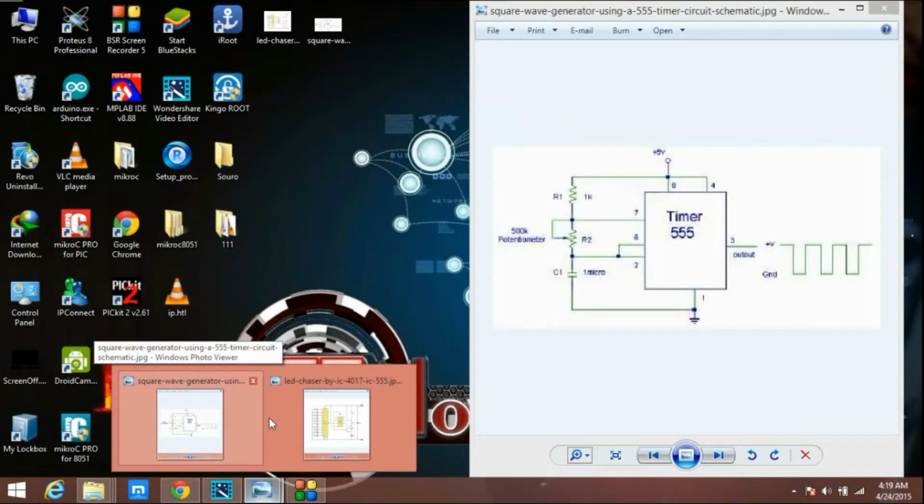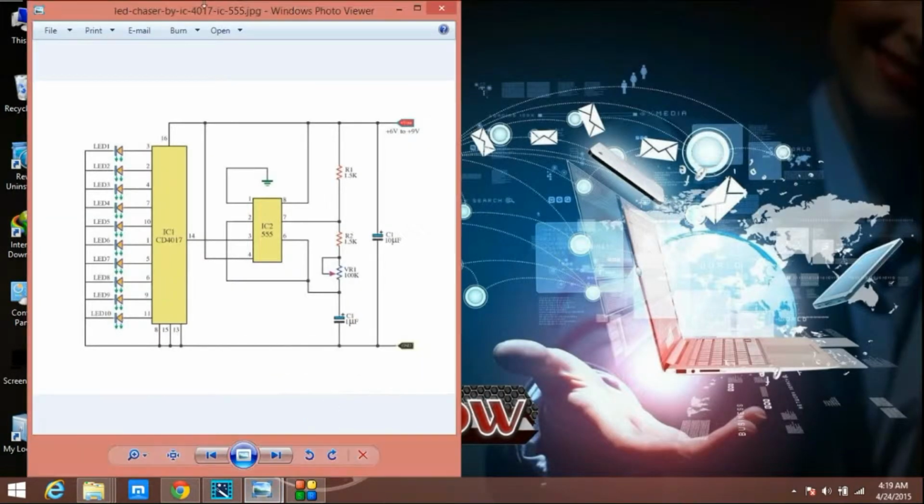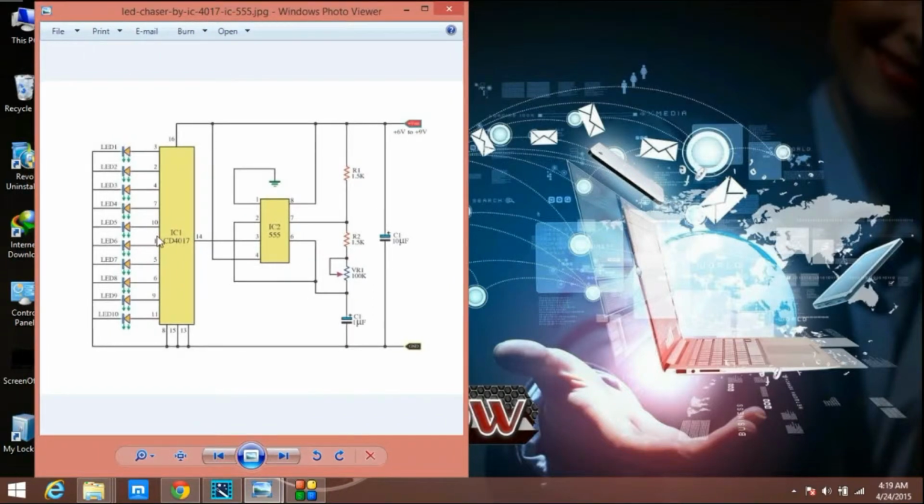In this project we will use two ICs, one is CD4017 and the other one is IC555. In this CD4017, pin number 14 is the input pin, and except the VCC, ground, and reset, all the other pins are the output pins.